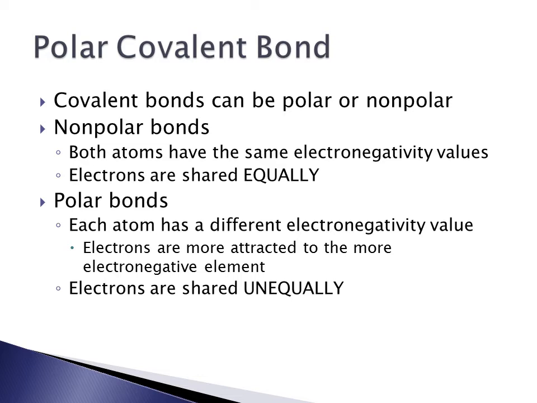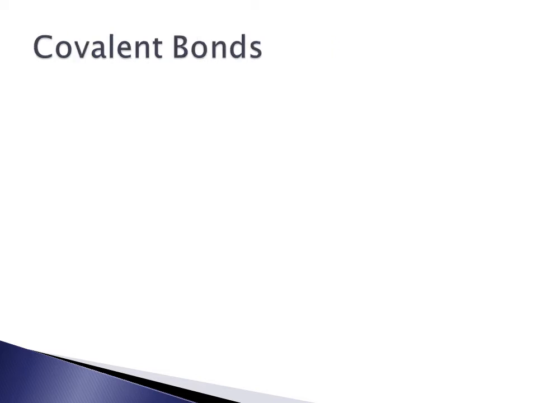For example, fluorine is the most electronegative element. If you have a bond between hydrogen and fluorine, those electrons are going to shift closer to the fluorine because it's more attractive. So electrons in polar bonds are shared unequally due to those different electronegativity values.